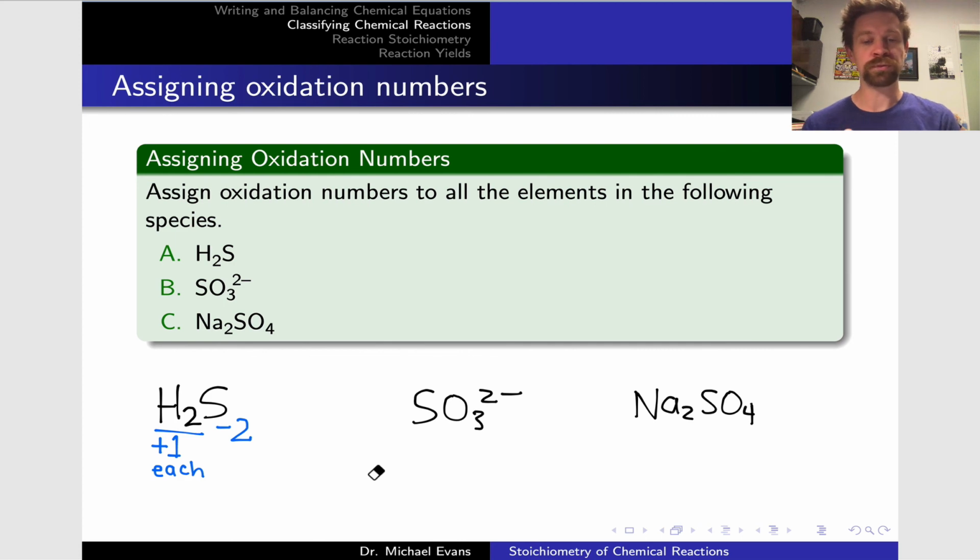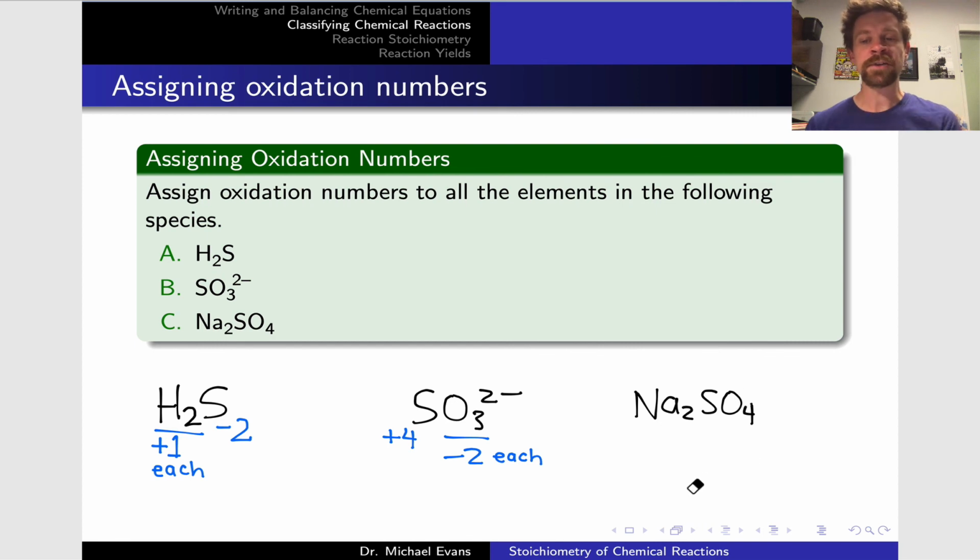In SO3 2-, well, we know that the oxygens each have an oxidation number of -2. That's a total of -6. And because the ion has a -2 charge overall, the oxidation number of the sulfur must be +4. If we add up all of these oxidation numbers, we get -2 overall, which matches the charge of the anion.